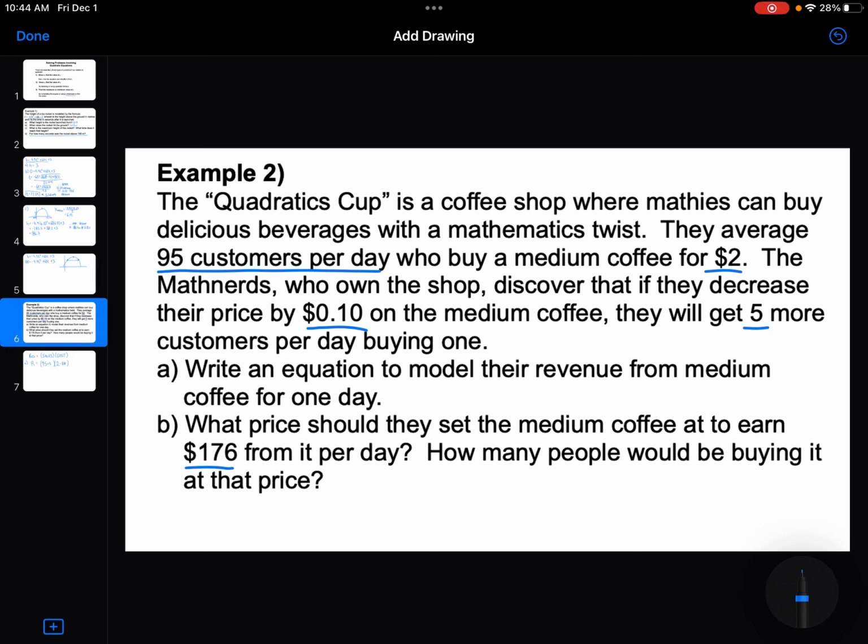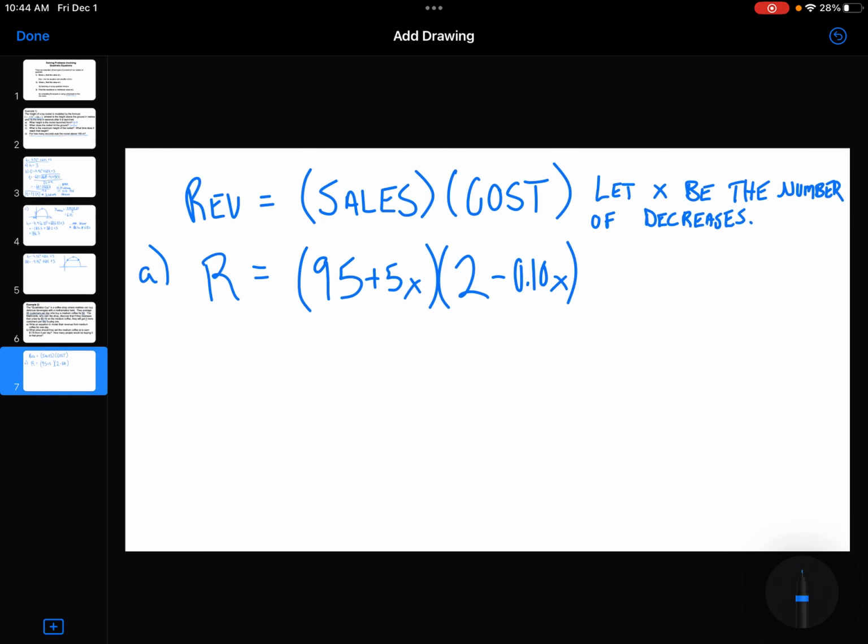So let's see what B says. It says, what should the price be to earn $176? Well, earnings is R, so we're going to have 176 equals all of this. 95 plus 5x times 2 minus 0.10x. Okay, so we're going to have to do some math here. We're going to have to put everything on one side. We're going to expand those brackets out.